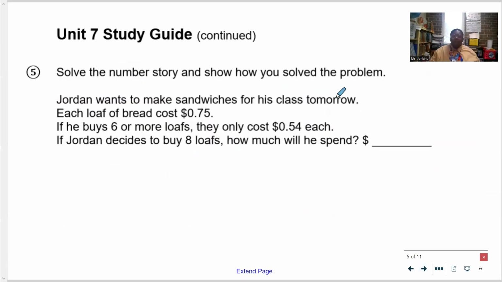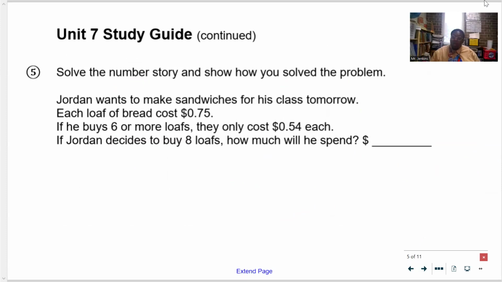All right, number 5, we have another word problem, but now we're dealing with money. We've actually done this recently. So it says Jordan wants to make sandwiches for his class tomorrow. He's going to buy some bread, but each loaf of bread costs 75 cents. But look at what it says.